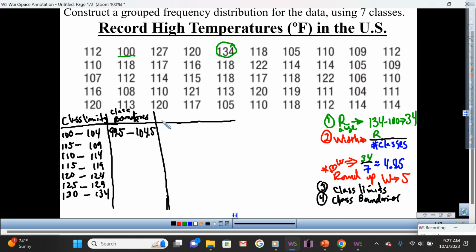So on one side they subtract, and on the other side they do what? They add. So what would be our next one, Areli? 104.5 and all the way to what? 109.5. That is correct. And so on and so forth. So fill in the rest. You should be able to do that yourself.